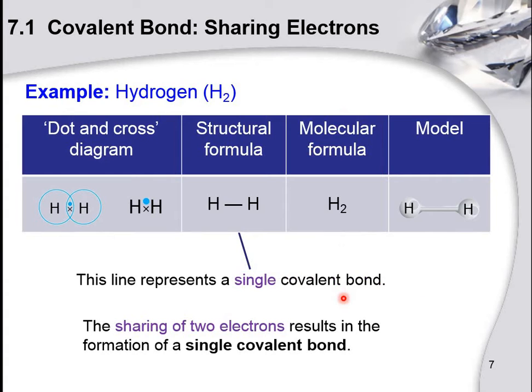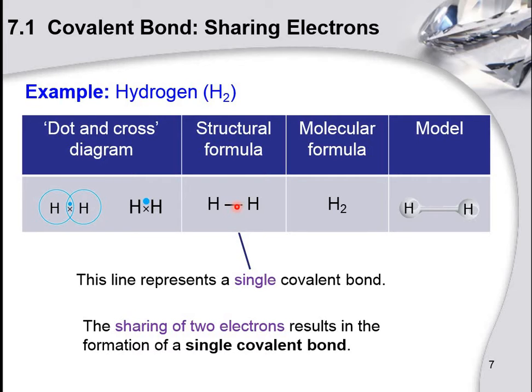For example, like this, a dot and cross diagram. When the question asks you to draw the dot and cross diagram, this is how you should draw. You can draw either like this or like this. Structural formula like this, molecular formula H2, model like this. You have to know the difference. This line represents a single covalent bond.